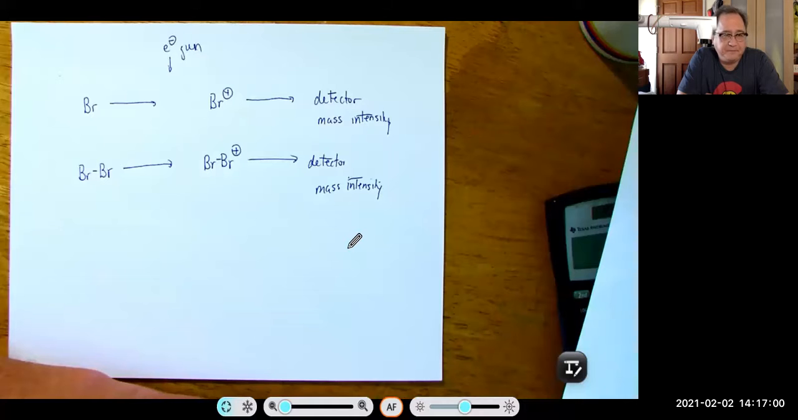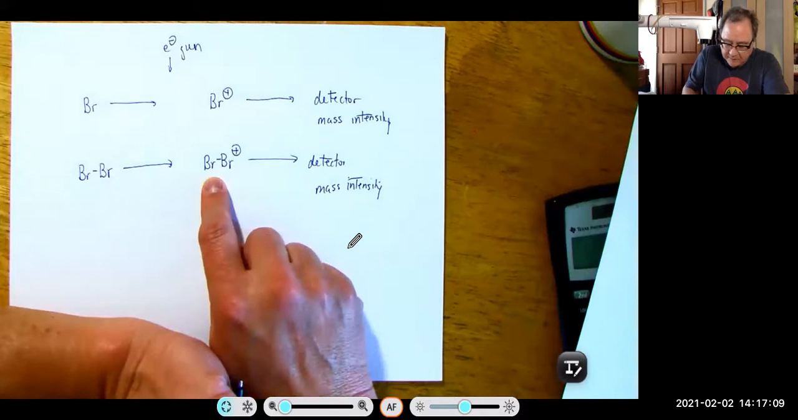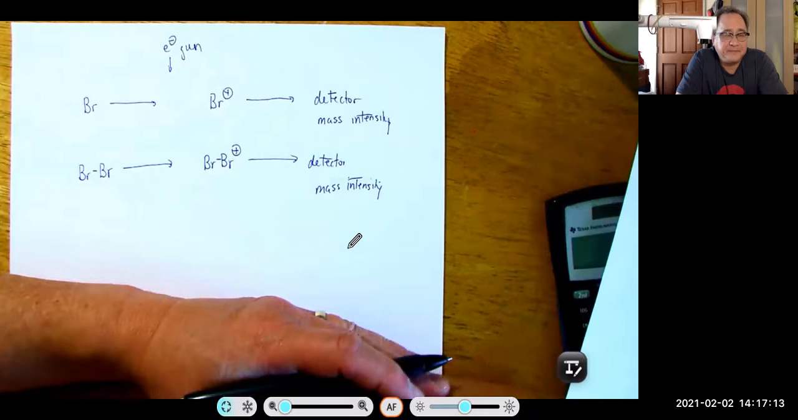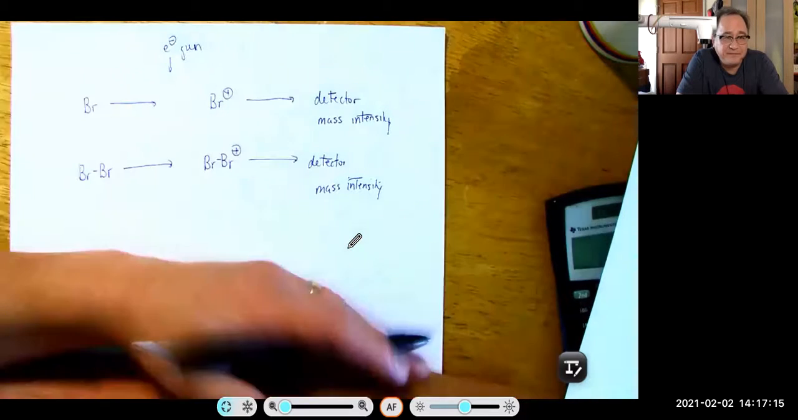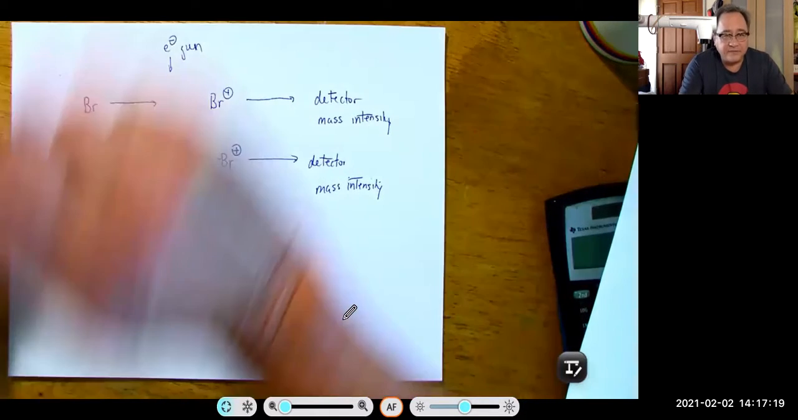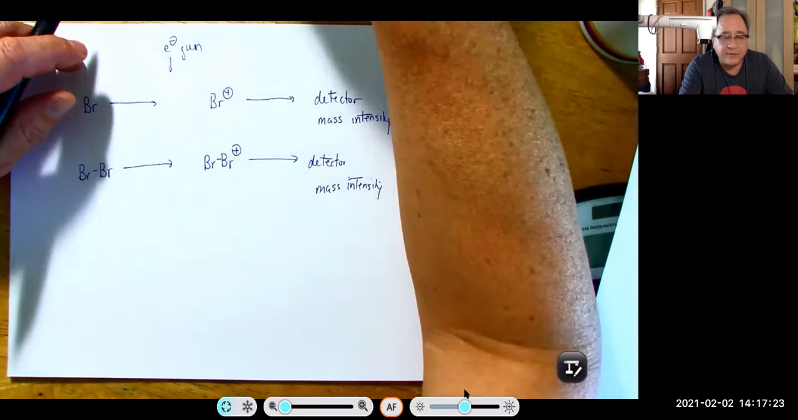So, what is the mass of 2 bromines going to be compared to the mass of 1 bromine? Double? Double. That's it. Okay, so let's go back to the question, step 3.